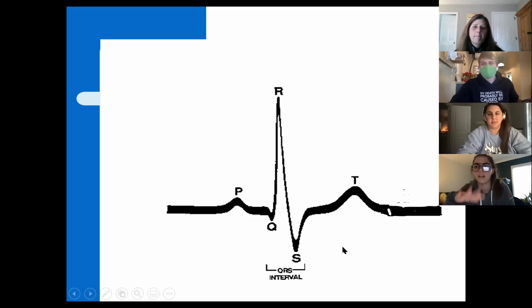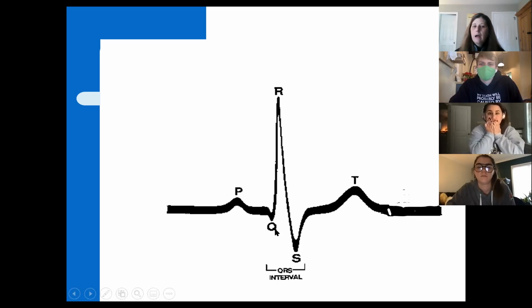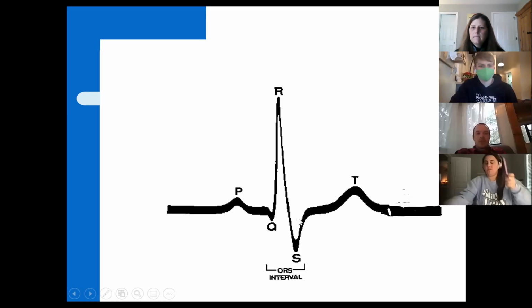Yeah, I was going to say something like they're refilling somewhere between the P and the R. Okay. Somebody has something to say? I had thought maybe because it's following the electrical signal, you can't necessarily see the atria filling because the electrical signal's not at that point. Okay. So you're all on the right track. Every one of you is on the right track.